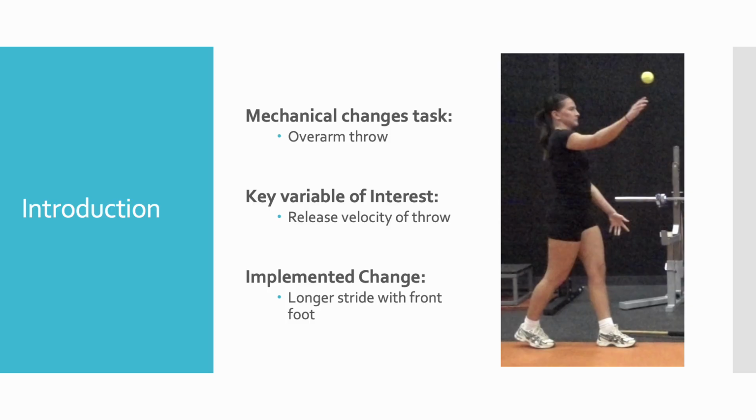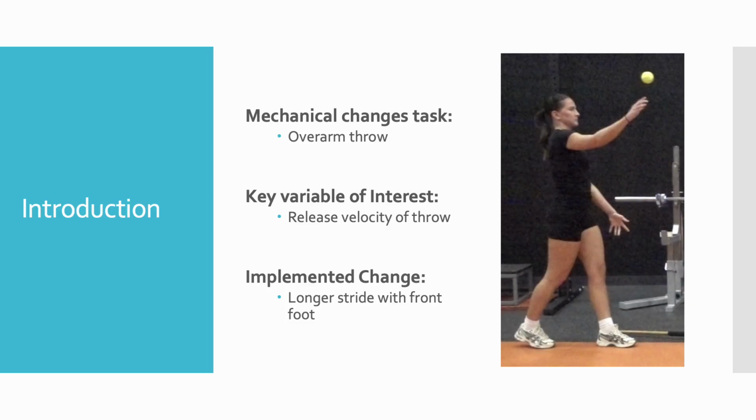The mechanical changes task that I have examined is the overarm throw. The key variable of interest is the release velocity of this throw, and the implemented change is a longer stride with the front foot, just to observe the comparison between a normal and an exaggerated step to see whether it influences the release velocity.